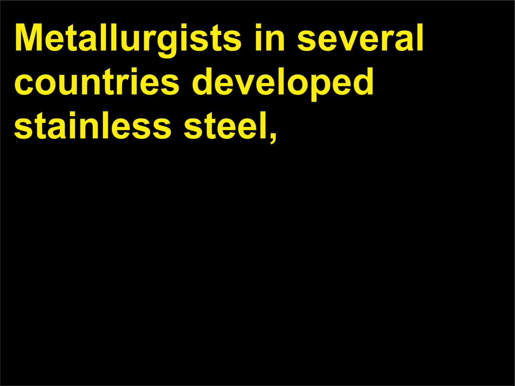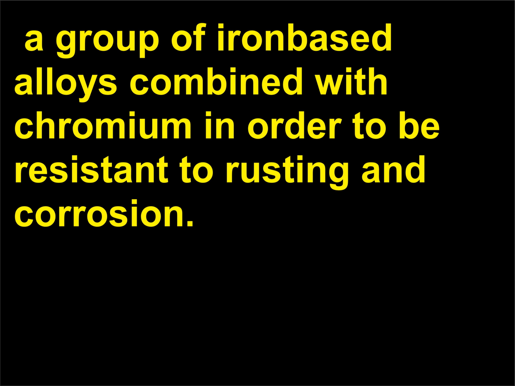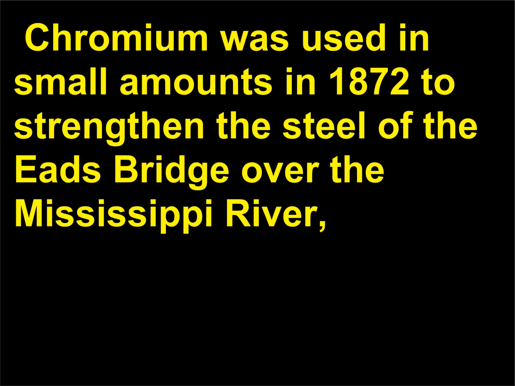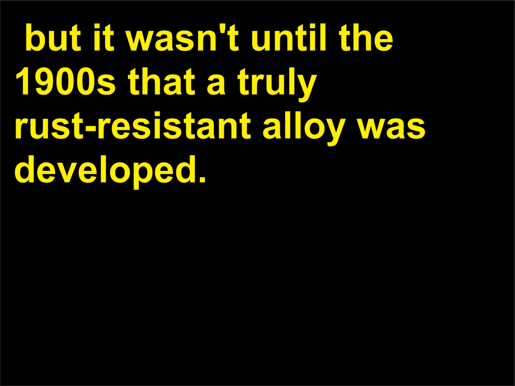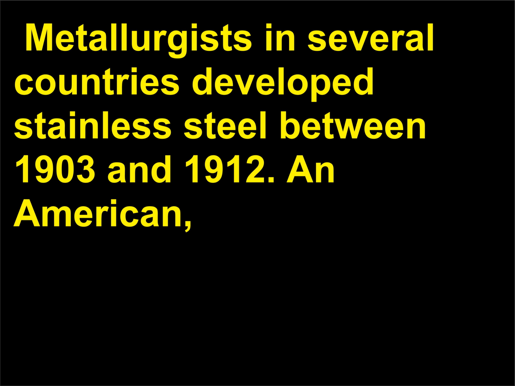Who invented stainless steel? Metallurgists in several countries developed stainless steel, a group of iron-based alloys combined with chromium in order to be resistant to rusting and corrosion. Chromium was used in small amounts in 1872 to strengthen the steel of the Eads Bridge over the Mississippi River. But it wasn't until the 1900s that a truly rust-resistant alloy was developed. Metallurgists in several countries developed stainless steel between 1903 and 1912.